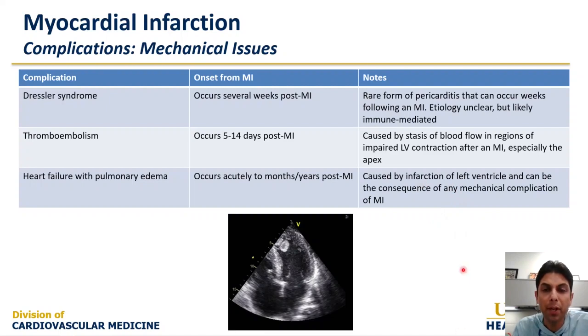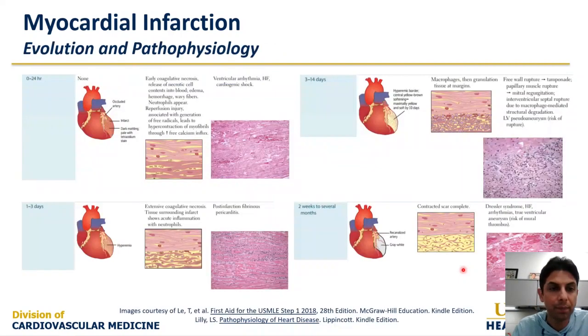And again, mechanical complications are characterized by myocardial necrosis caused by the myocardial infarction. And the classic examples are really the ventricular septal defect, a papillary muscle rupture, free wall rupture, a ventricular pseudoaneurysm. Those would be the classic examples.